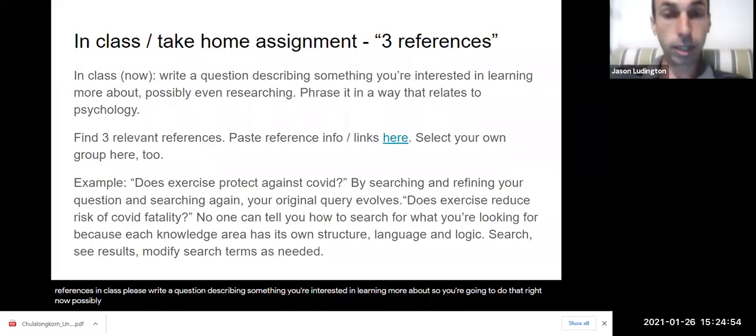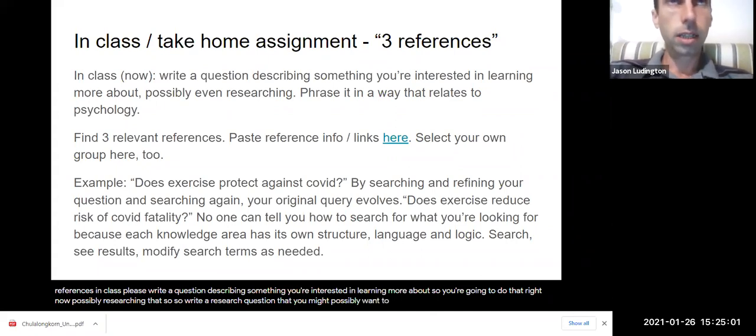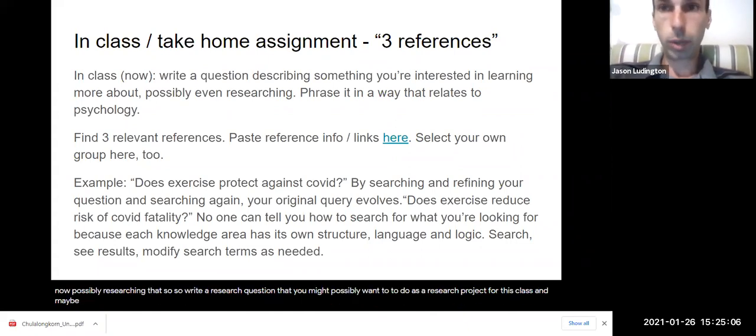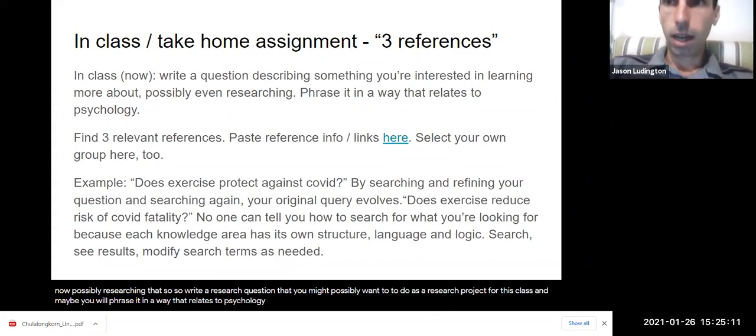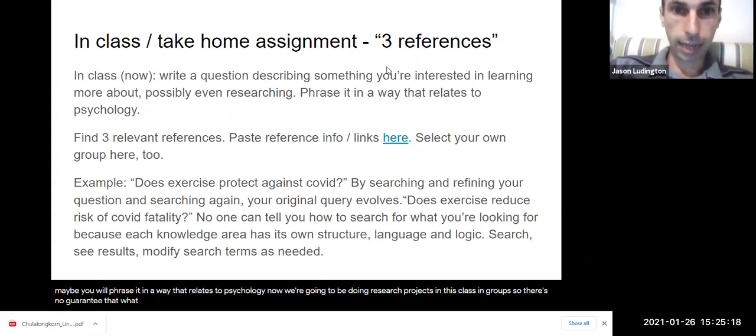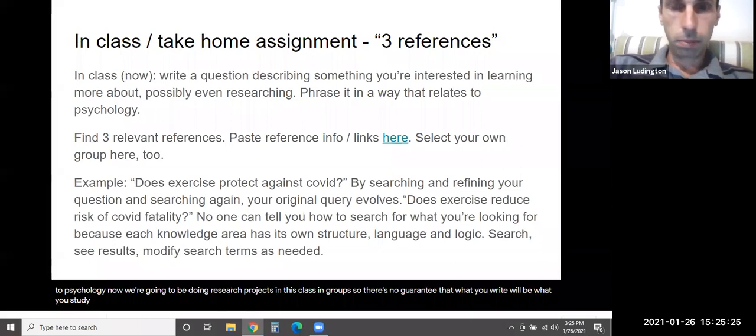Possibly researching that. So write a research question that you might possibly want to do as a research project for this class. And maybe you will. Phrase it in a way that relates to psychology. Now, we're going to be doing research projects in this class in groups. So there's no guarantee that what you write will be what you study. But as an exercise, I want you to write a research question.